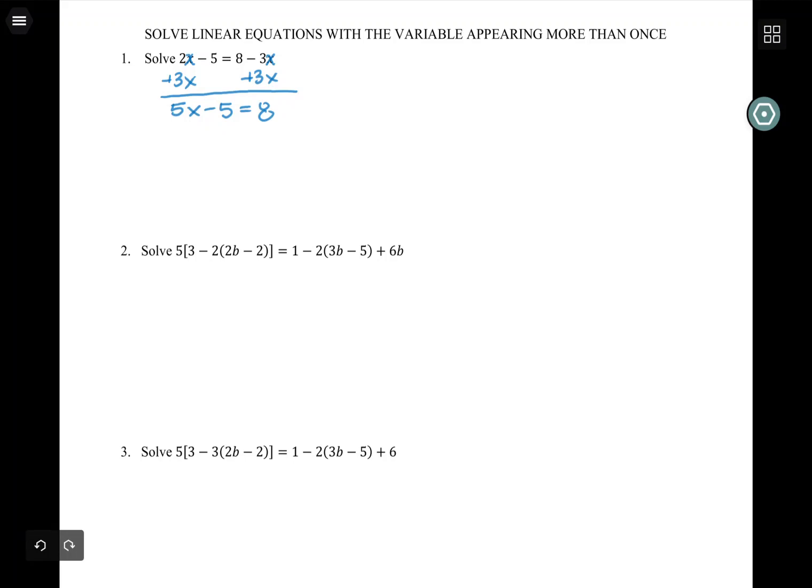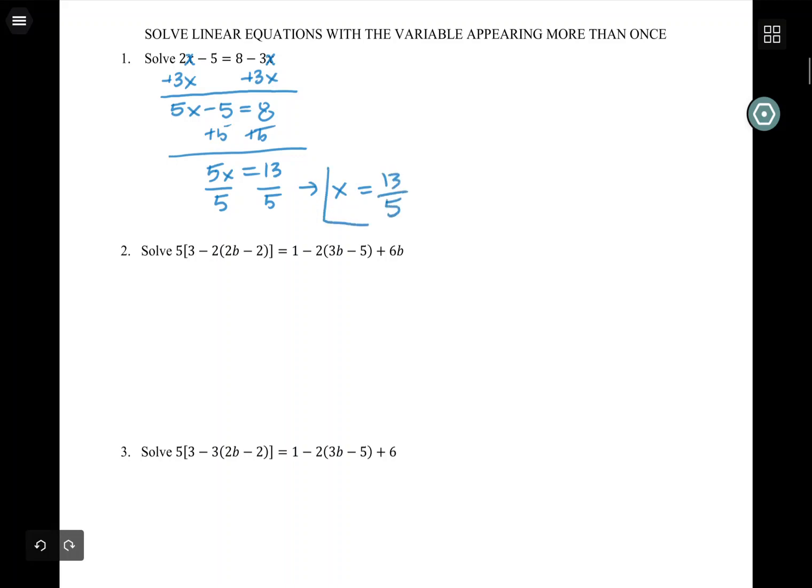Okay, so I moved my variables to one side. I was able to combine them. Now I get to go back to my reverse order of operations business. So x is being multiplied by 5, and then I'm subtracting 5. The first thing I need to do is get rid of the minus 5, so I will add 5 to both sides. And I get 5x equals 13. The last thing I need to do is divide both sides by 5. So I get x equals 13 over 5.